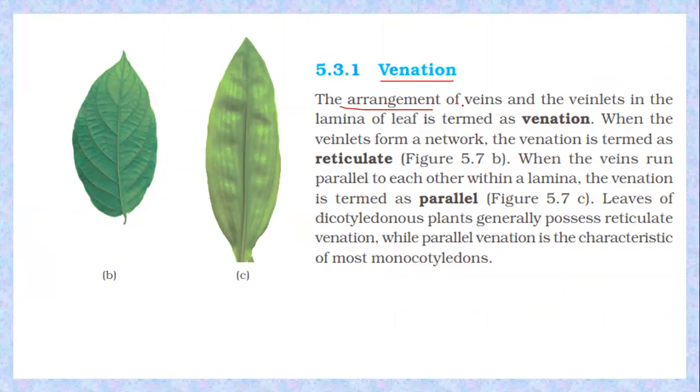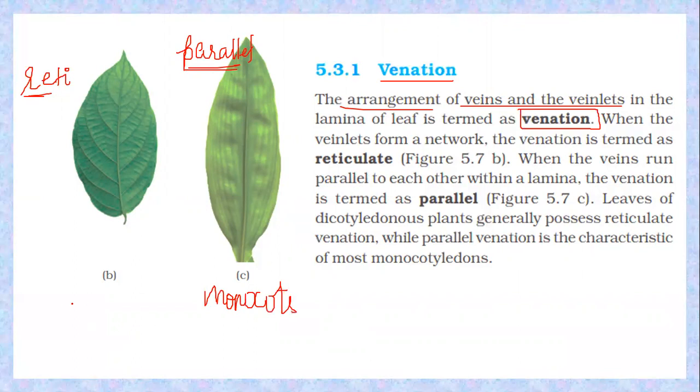The arrangement of veins and veinlets in the lamina of the leaf is termed as venation. We already studied this as an example for a reticulate venation, and this is an example for a parallel venation. Yes, we have studied that parallel venation is a characteristic feature of monocot and reticulate venation is a characteristic feature of dicot plants. When the veinlets form a network, it is termed as reticulate venation. And when the veins or the veinlets run parallel to each other, you will call them as the parallel venation.